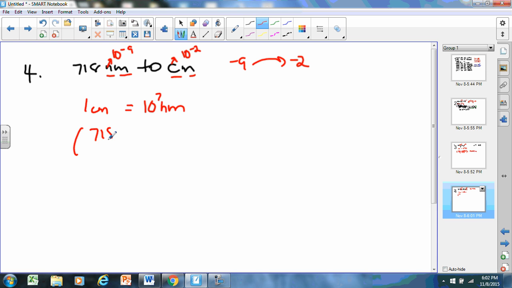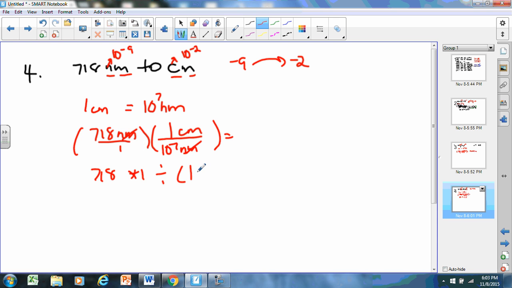Again, the original problem goes into parentheses. Nanometers is on the top, so 10 to the 7th nanometers goes down. 1 centimeter goes up. What's interesting is when you multiply fractions, go across the top. So 718 times 1, that's the top, divided by 1 times 10 to the 7th. Again, you can drop the ones, but if you put that in the calculator, you will get 7.18 times 10 to the negative fifth. And the only unit that hasn't canceled is centimeters.